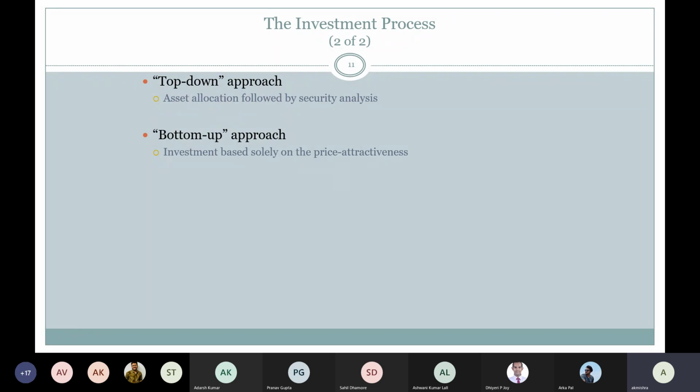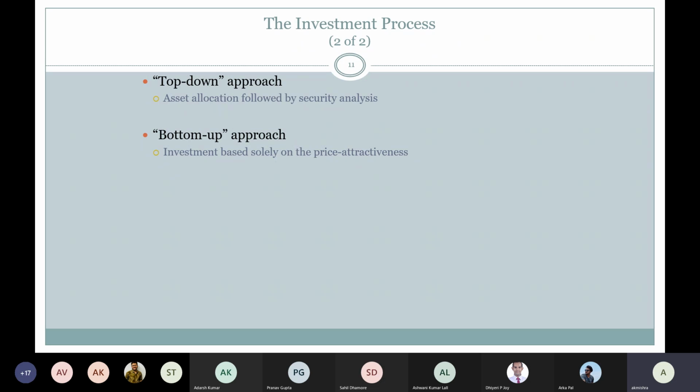And exactly opposite is bottom-up. In bottom-up, you decide your security. You decide Reliance. You decide Tata Steel. You decide other categories. And then once you create your portfolio, you see what kind of characteristic your portfolio has, whether it is more towards equity or more towards debt.